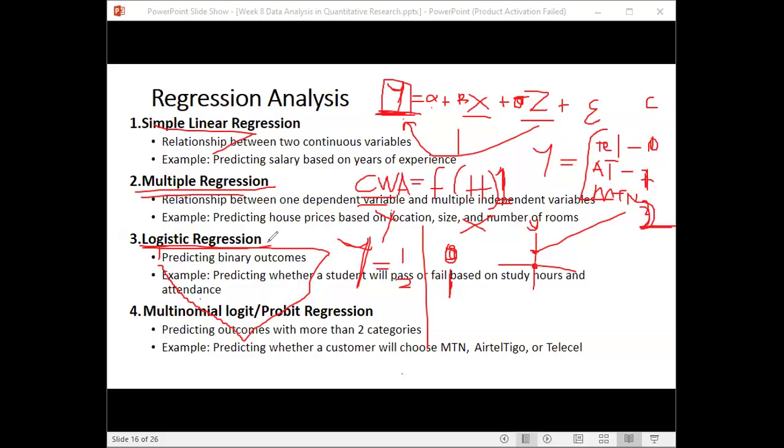And so I cannot use a logistic regression, which can only look at 2 outcomes. I need to go and look at multinomial, right? Multiple. So I use that multinomial logistic analysis or probability analysis. And that is what can be used. You get it?